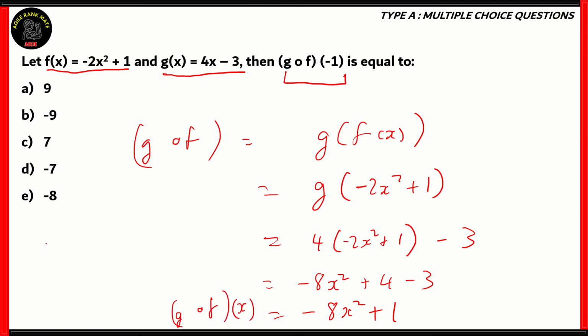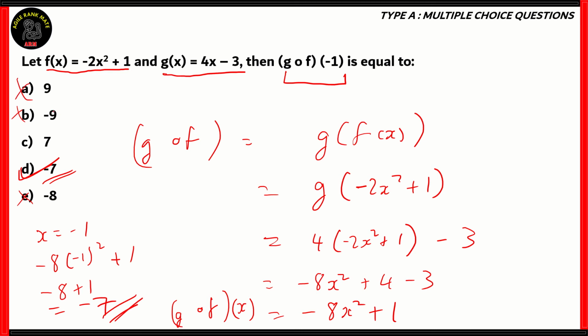Now when you put the value of x as minus 1, we get minus 8 times minus 1 squared plus 1. Minus 1 squared is 1, so therefore you have minus 8 plus 1, which is equal to minus 7. So therefore, if you look at the options, it's clear that option D is the right option. Option E is incorrect. Options B and A are incorrect because the numerical value is different. Option C is incorrect because the sign is different. It says positive 7 when negative 7 is the right answer.